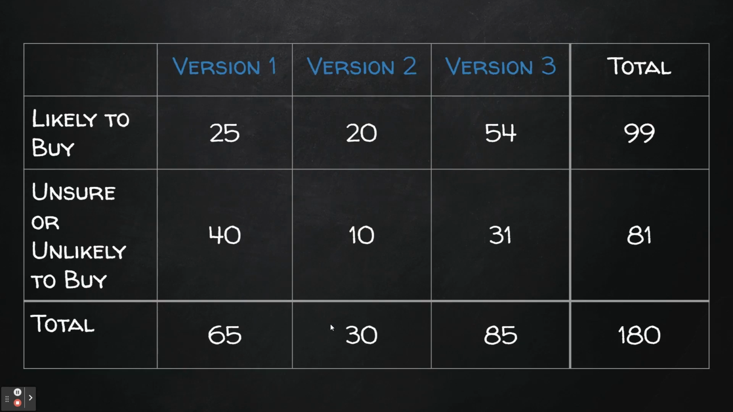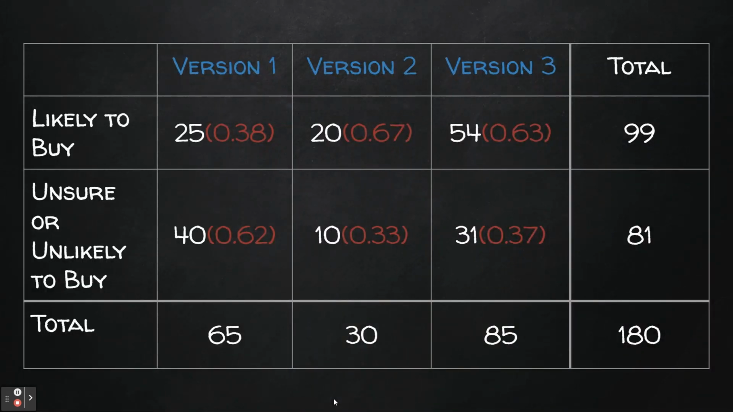Again, the first thing we want to do is create our total rows and columns. After we have our totals on the table, we want to calculate our relative frequencies. You can see here that 38% of people who viewed version 1 were likely to buy the product, while 62% were unlikely. For version 2, 67% were likely to buy, while 33% were unlikely. And for version 3, 63% were likely and 37% were unlikely.